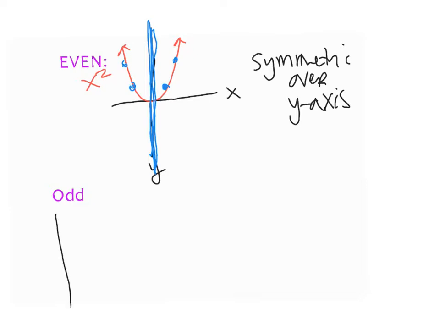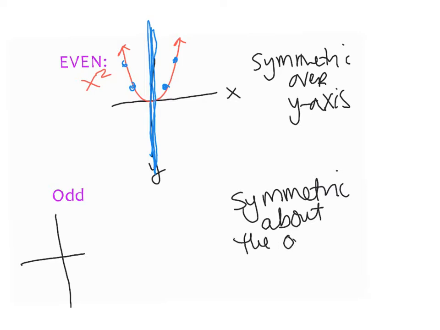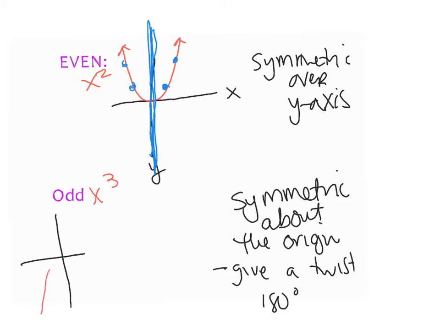An odd function, they call it symmetric about the origin, but really it just means you're going to give it a twist, 180 degrees. So a good example is x cubed. If I drew that, hopefully I'll do a good job. If I twisted it like 180 degrees, we'd end up in the same place.